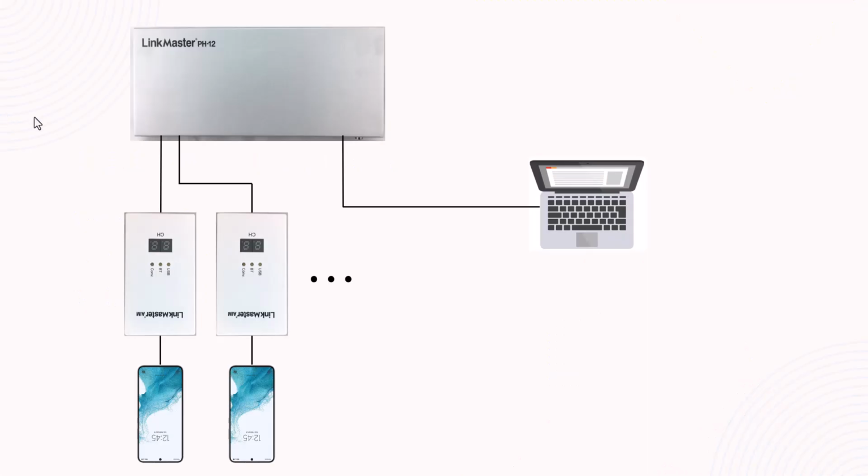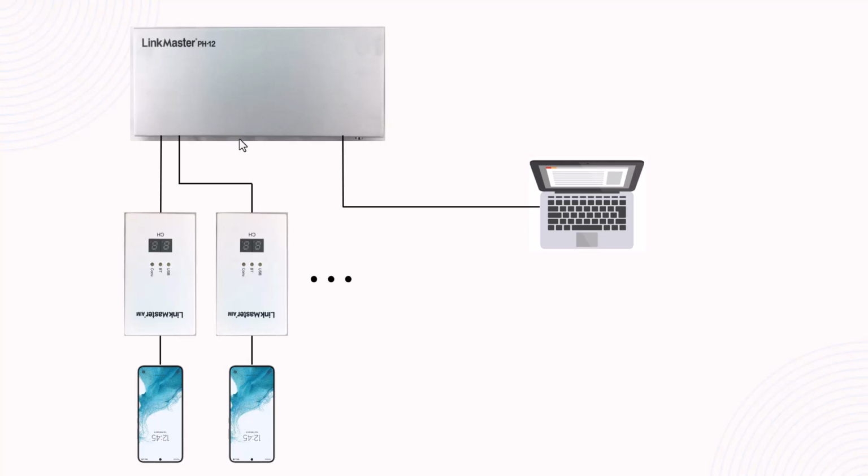Okay, so let's start with what equipment you will need to do the MOS testing. The first thing you're going to need is obviously the mobile phones you're going to be doing the testing on. You can do up to 12 phones at a time. For every one of those phones, you are going to need this LinkMaster AIM unit. This is a little box that has all the circuitry that controls the MOS testing, and you're going to need one of these for every phone that you plan to do the testing on.